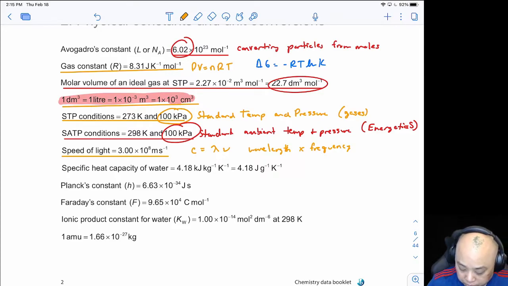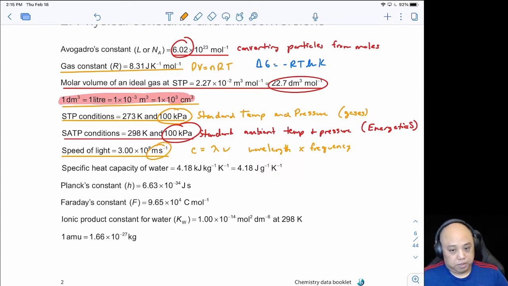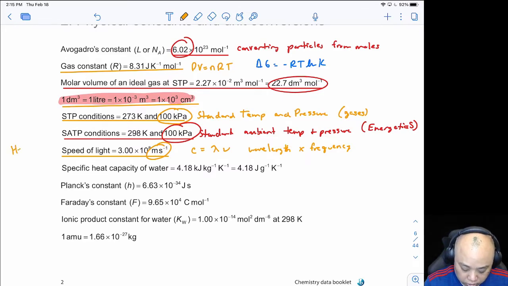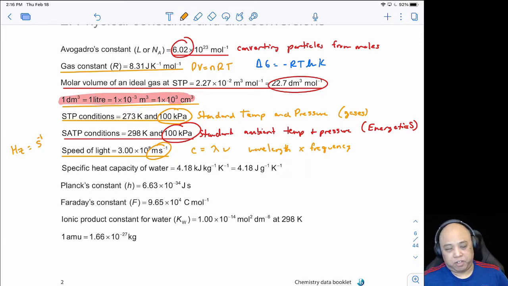And notice again, the units are important. Meters per second, which means your wavelength has to be in meters, and your frequency has to be in seconds to the -1, or hertz. Same thing. A hertz is equal to seconds to the -1, but I feel like the IB would write it in seconds to the -1 just to avoid any confusion.